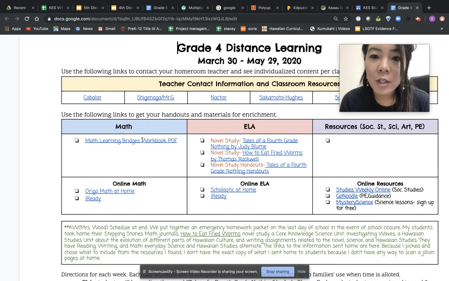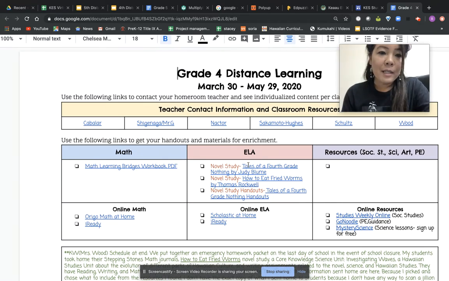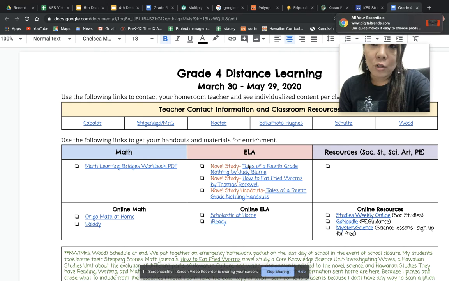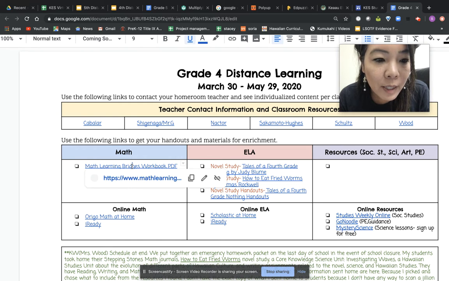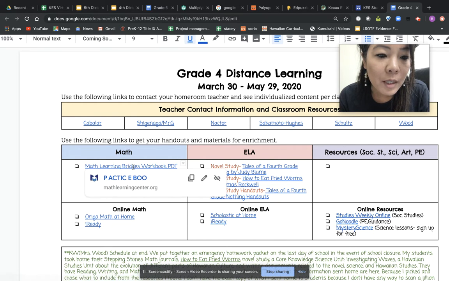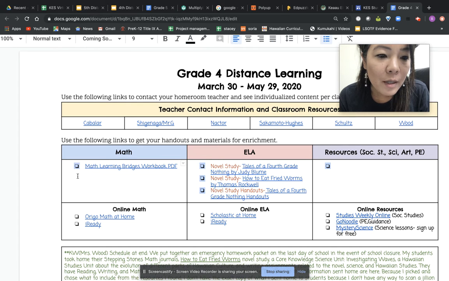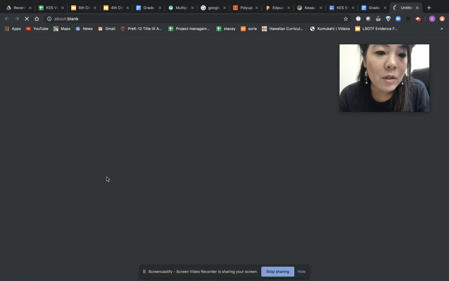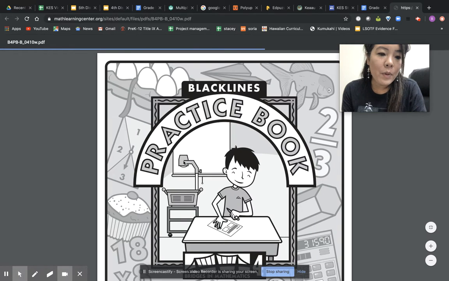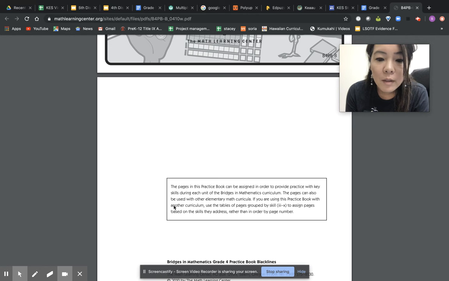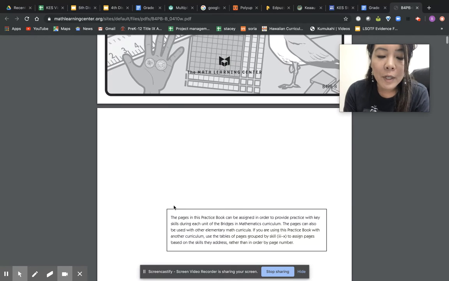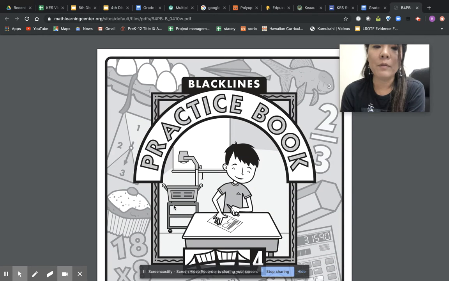So all the information that you're going to need to continue learning and growing here, your teachers crafted and put this together. We're going to look at the Math Bridges workbook, which is here. If you click on that, you'll see this Black Lines practice workbook. And you will be working on pages 1 through 5 of this practice workbook for this week.